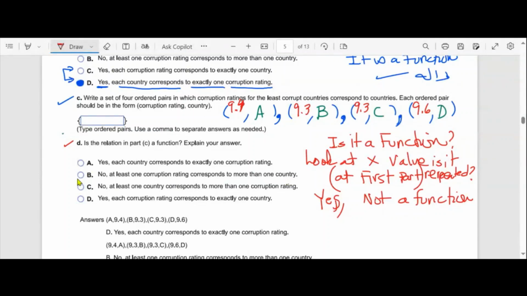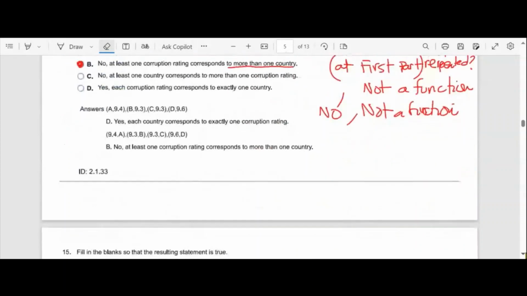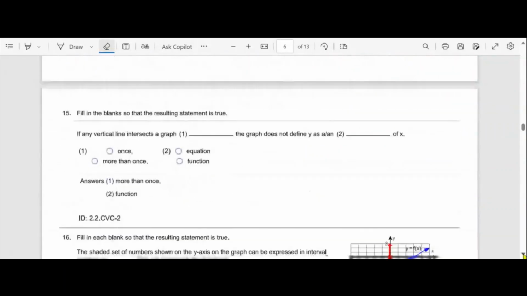So in this case, this one is going to be B, because it corresponds to more than one country. So no, it's not a function. Okay? Clear or not clear? Clear. That's finished. Let's go to the next one.